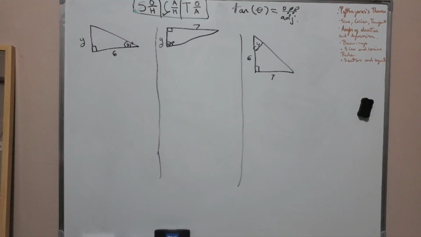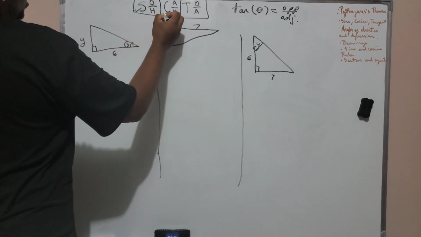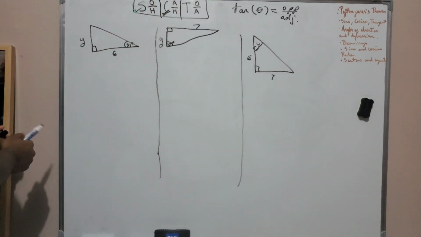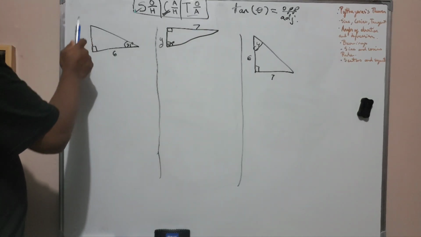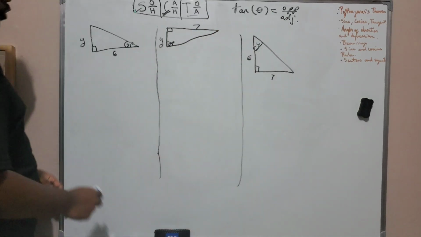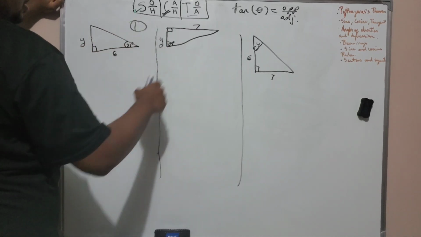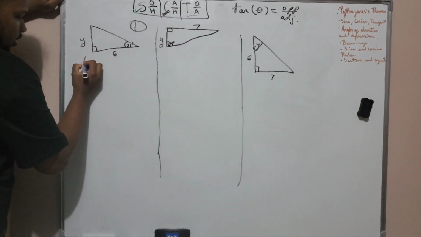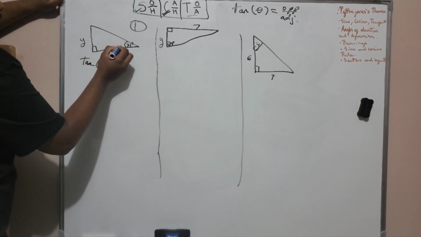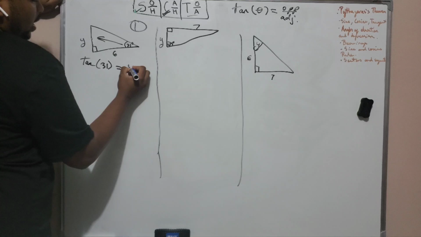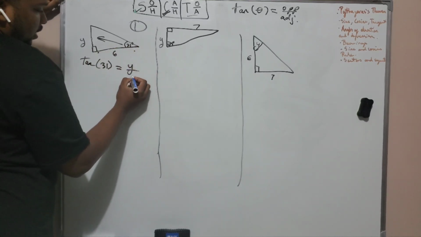So I had 3 examples here. Now for what we do in the SOH and the CAH, we're going to do the same thing for the TOA. Right? We're just going to take the values that we have and plug them into the formula. So let me try the first one here. So we have the angle. So tan of 31 is equal to the opposite, which is y, over the adjacent, which is 6.